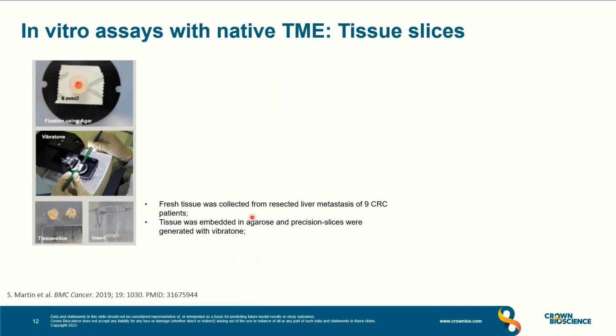This paper by Marten et al. shows an interesting example of using fresh tissue slices from liver metastases of colorectal cancer patients. The researchers used a device called Vibratome to generate precision-cut slices of 100 to 200 micrometer thickness. Before cutting, the tissues were embedded in agarose gel.